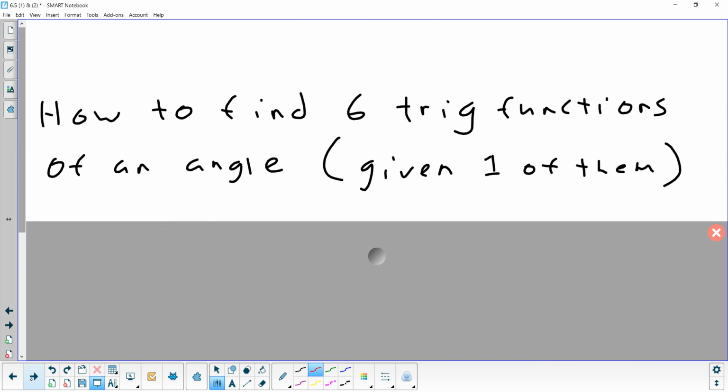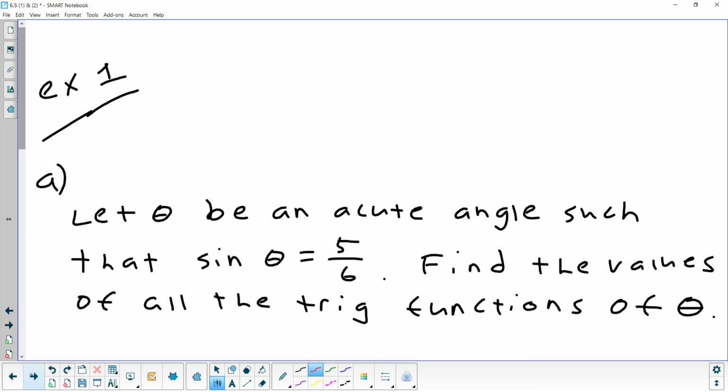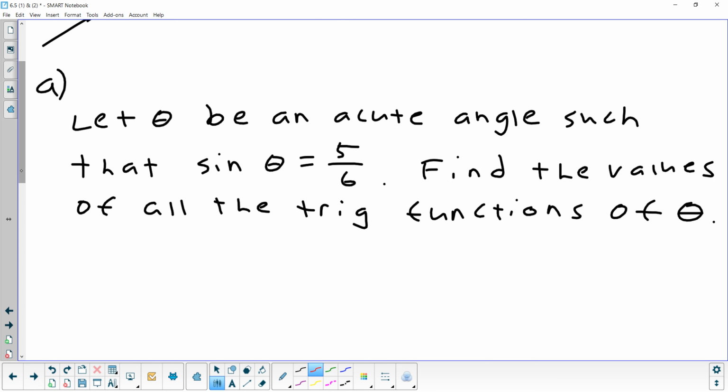All right, so now we're going to look at a problem like this in a second. But first, before you write it down, I kind of want to explain how to do it, or see if you know how to do it. I'm going to tell you one of the 6 trig functions, and I'm going to want you to find the other 5.